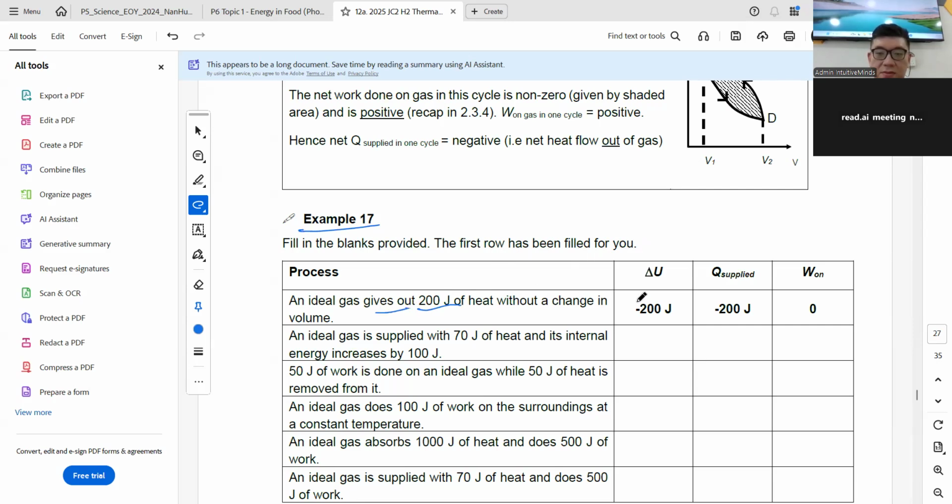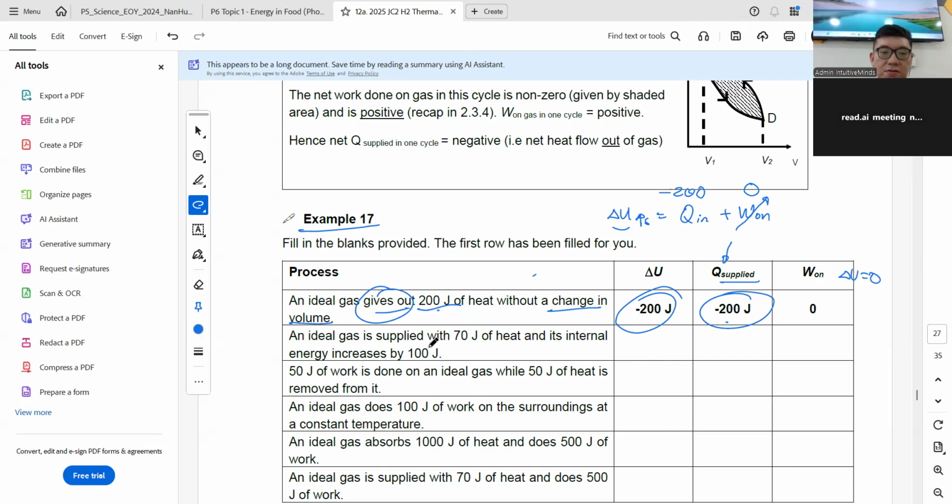So if it gives out heat, it should be a minus here. You start with here first. Q supplied should be a minus because supply means going in. If you are giving out, then it's a minus. There's no change in volume, so your delta V here is 0. And because of first law, so remember we talked about this. Because of first law, this is 0, this is minus 200, so your delta U is then minus 200.